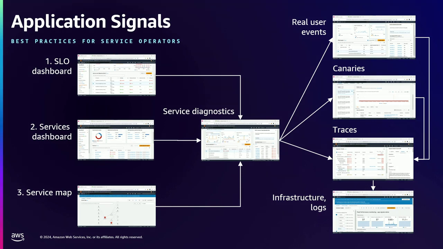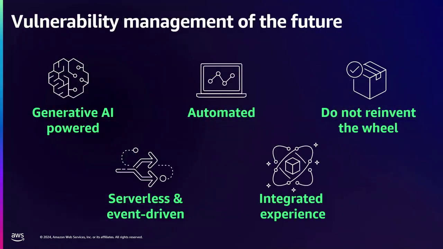We automatically discover your services as well without you having to change anything in your code. And you're also able to very quickly go to the root cause of an issue because we correlate the metrics, the traces, and logs for you without you having to do any effort as well. And you're still able to use canaries, right, having your synthetics and canaries or real user events all in a single dashboard as well. So in the context of security vulnerabilities, right, how can we tie those things together?